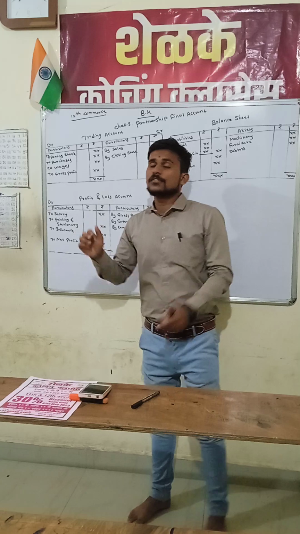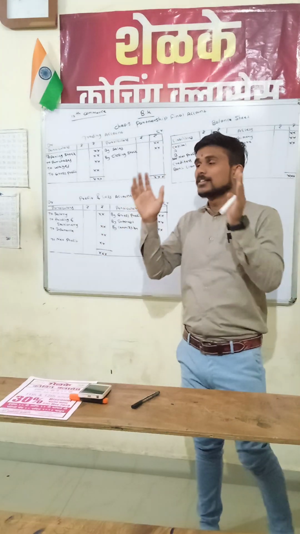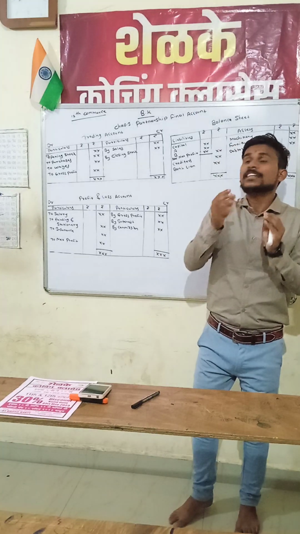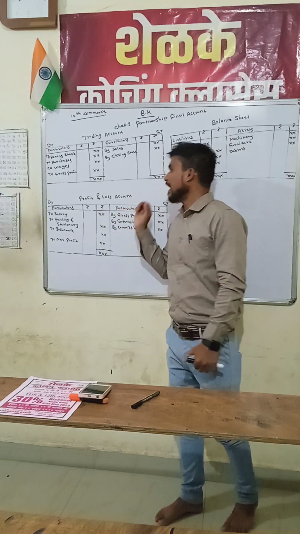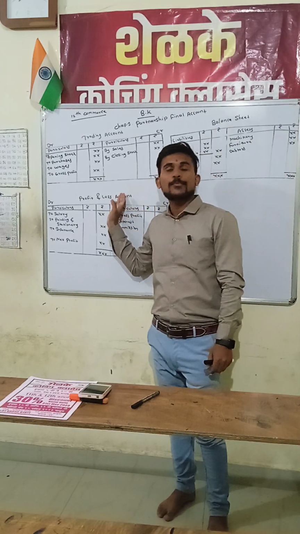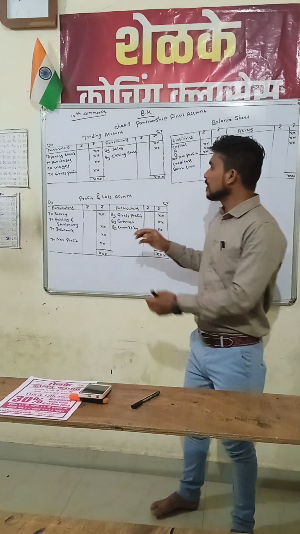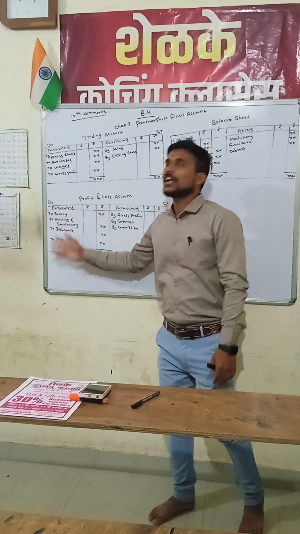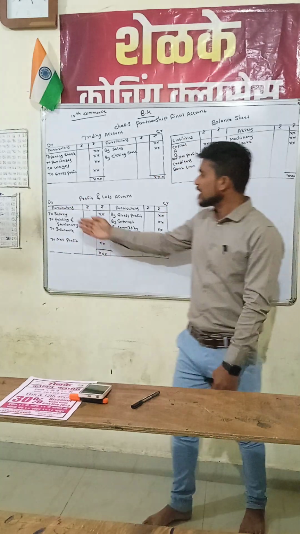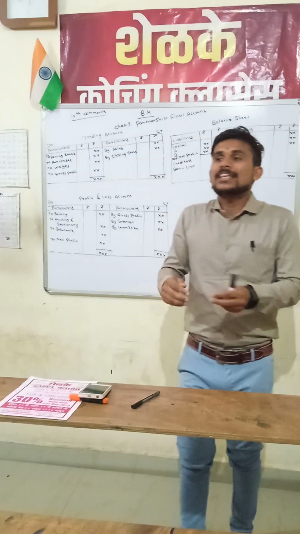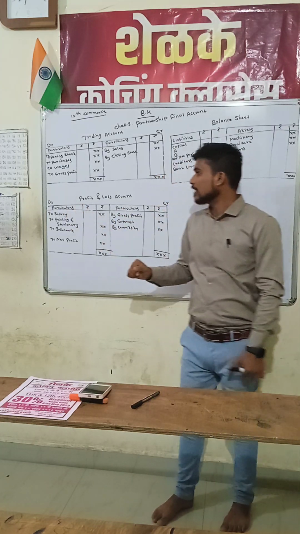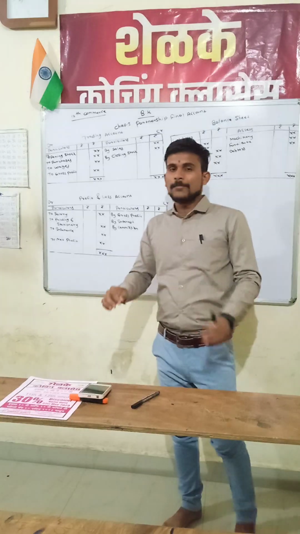Now, next is the profit and loss account. The items indirectly related to the production activity are recorded in the profit and loss account. The income related items on the credit side and expenses related items on the debit side. Some examples, suppose salary. The salary given to the employees is recorded on the debit side of the profit and loss account. Printing and stationery.